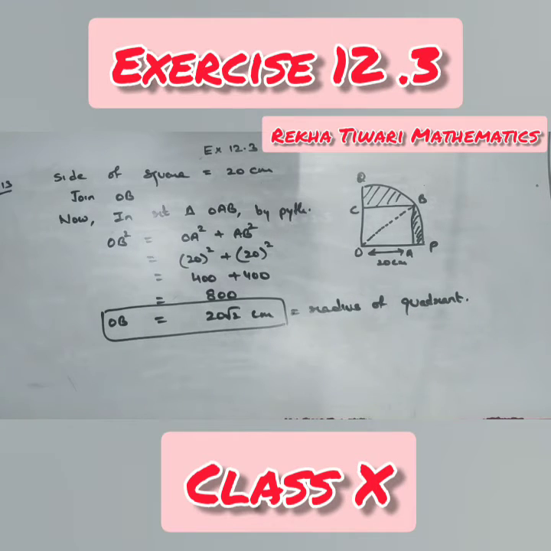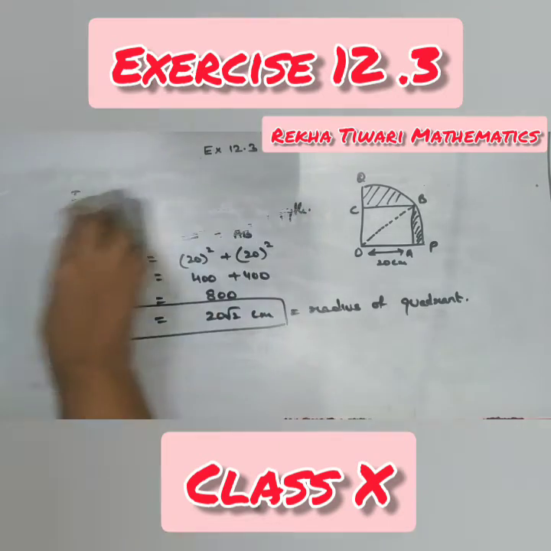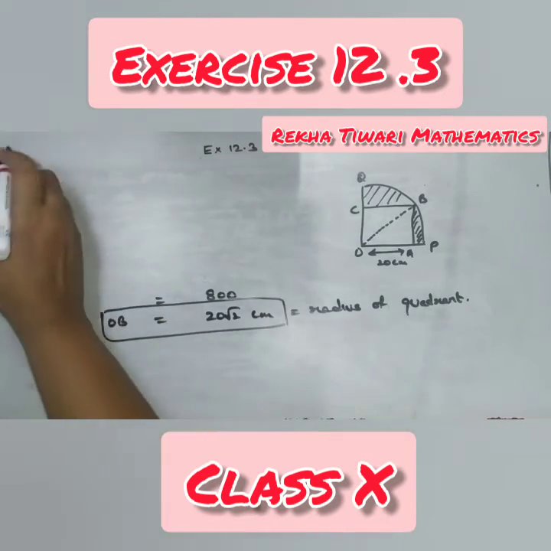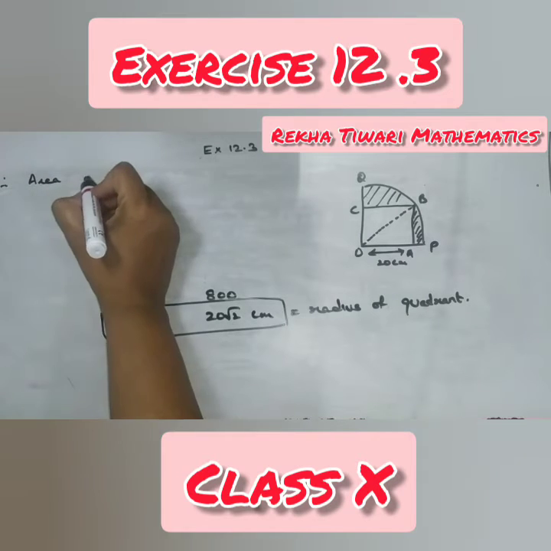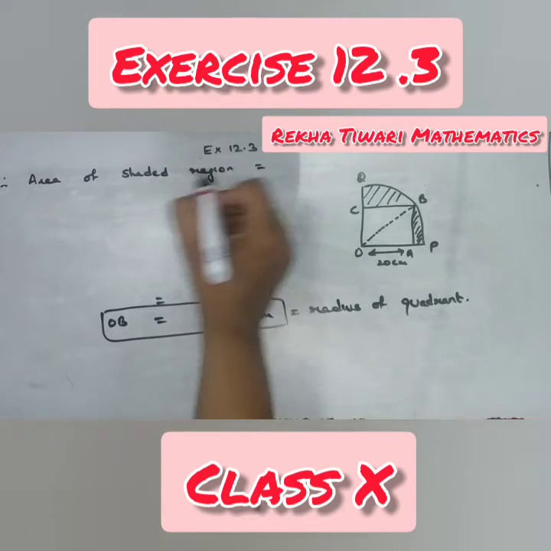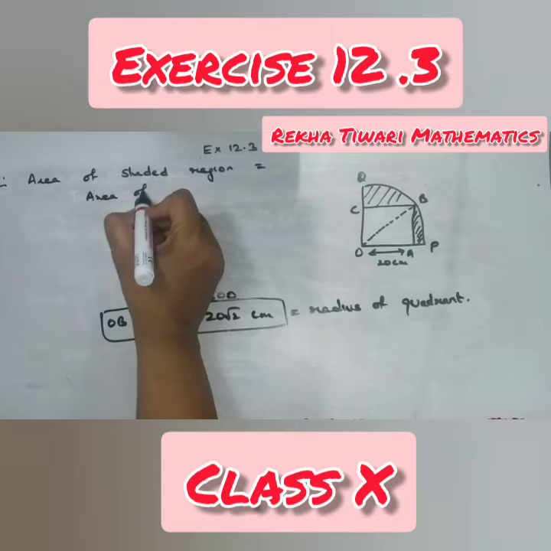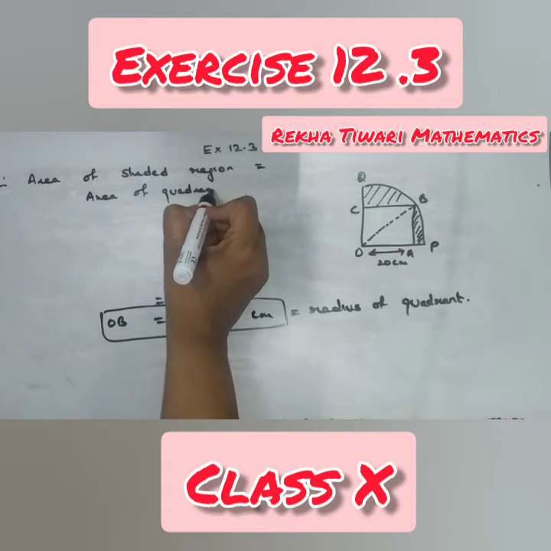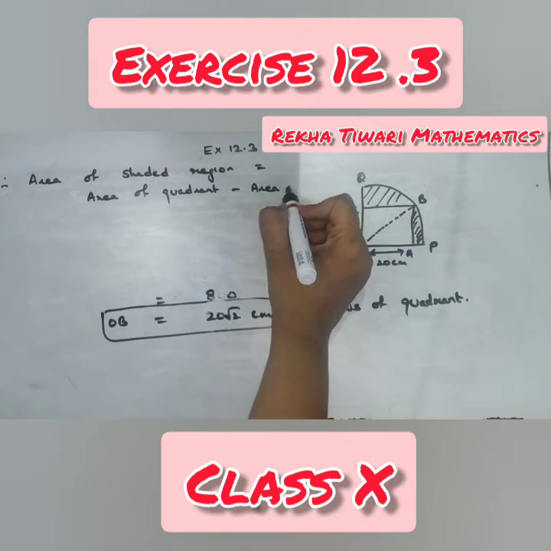There is one direct formula to find out the diagonal of a square. Diagonal of a square is calculated as root 2 a, the direct formula. But if you don't know the formula, you can use Pythagoras to find out the diagonal. Now you get the radius, you get the side, you can easily find out area of shaded region. Therefore, area of shaded region is equal to area of quadrant minus area of square.